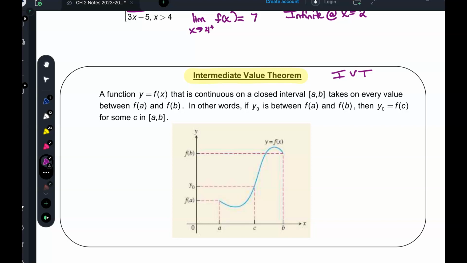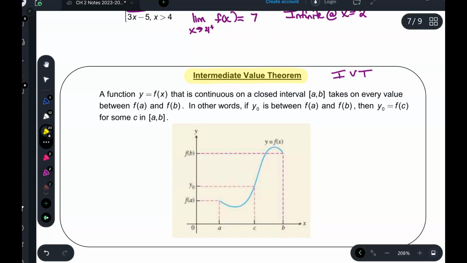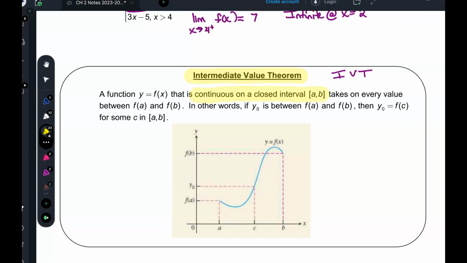So here's what intermediate value theorem says. You have a continuous function on a closed interval. The hypothesis is really important. I know, it's hypothesis and conclusion, remember when we had conditional statements? So it's continuous on a closed interval. That's really, really important. If it's not continuous, we can't use the intermediate value theorem to justify anything.